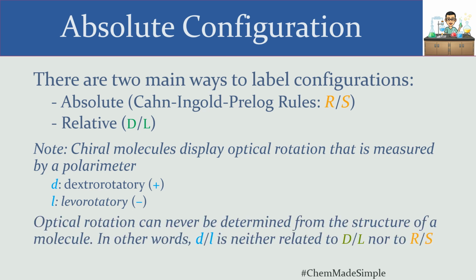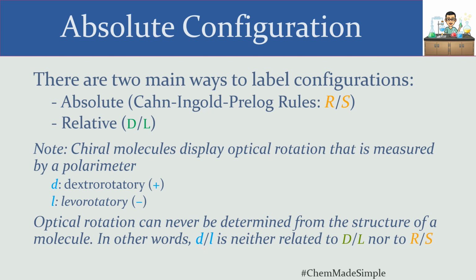Optical rotation can never ever be determined by taking a look at the structure of a molecule. There's no way that you can take a look at a particular functional group and the way those four things are attached to each other and be able to tell just by looking at the structure of a molecule whether it's going to be plus or minus or d or l. But we're going to be using the orientation of the molecule to be able to determine R and S or relative configuration, D and L.